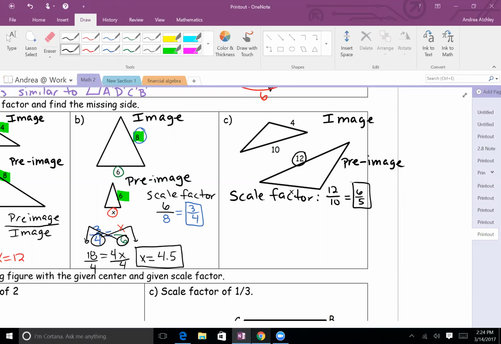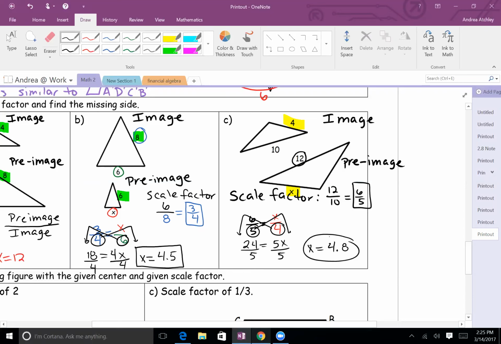Okay? So then I just set up my equation. 6 over 5 equals my corresponding sides of x and 4. Then I'm going to cross multiply. That gives me 24 equals 5 times x, which is 5x. Divide by 5, divide by 5. And that's going to be x equals 4.8. Any questions over that?